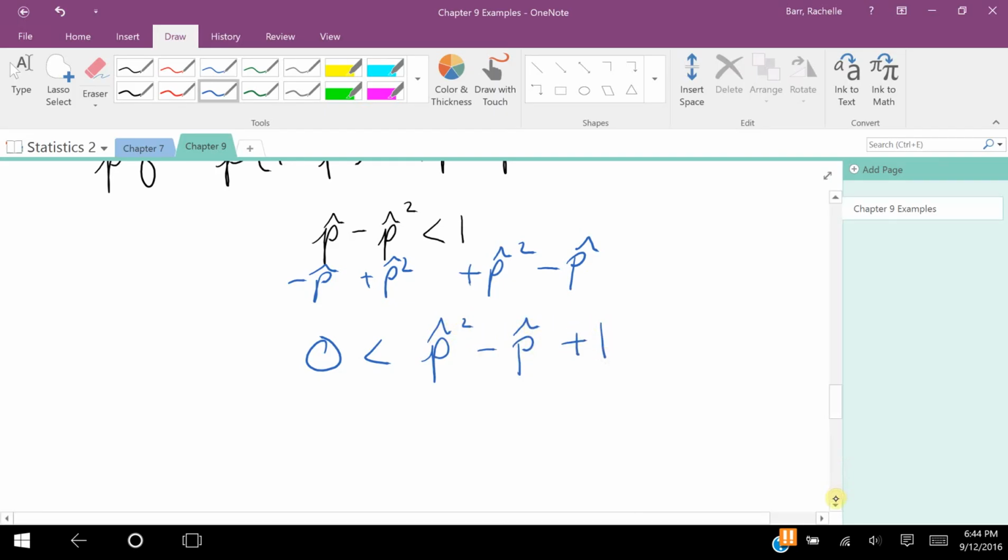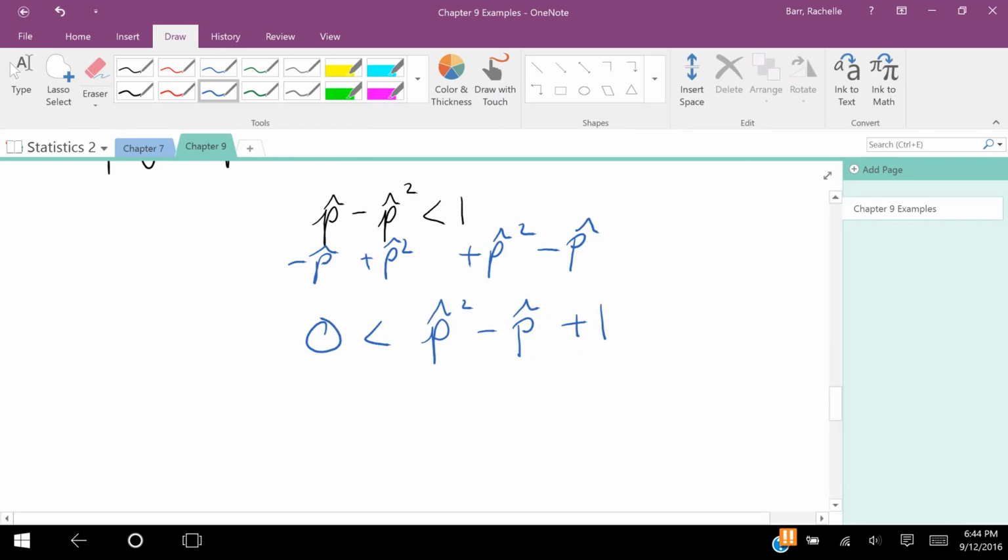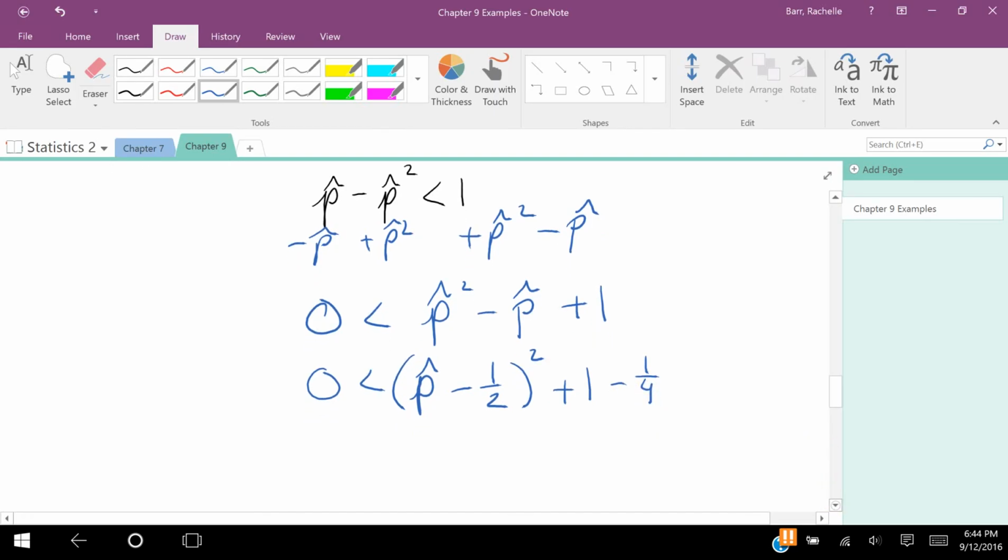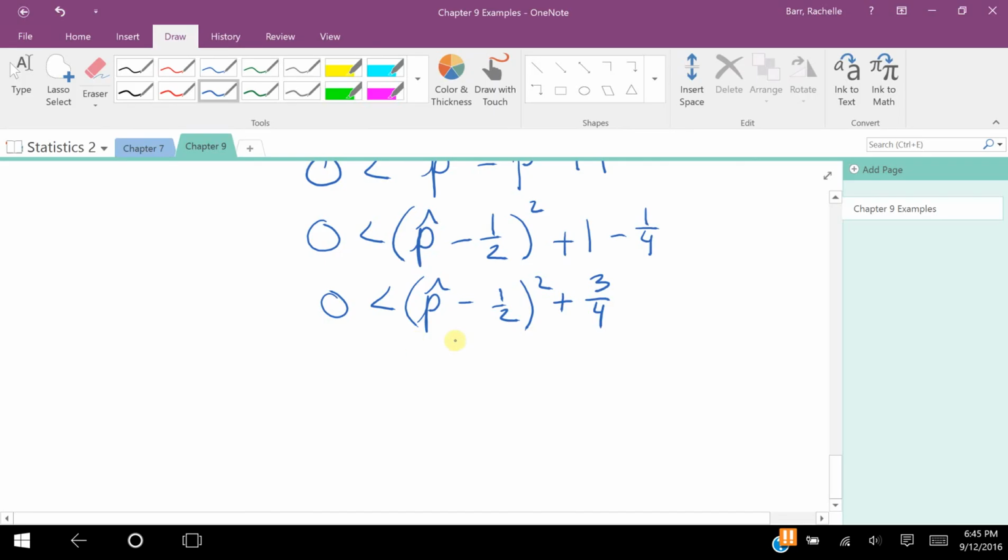Now what's fun about this is you get to complete the square, so half the middle. If you square this all out, I've added a fourth by accident, so I'm also going to need to subtract a fourth. So p hat minus a half squared, and these are just equal to each other. That's completing the square. So essentially all I've done is rewritten that quadratic so that it looks like this.